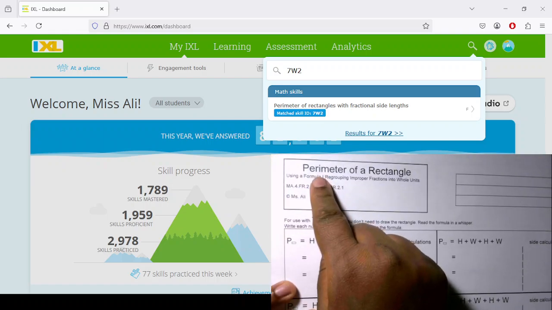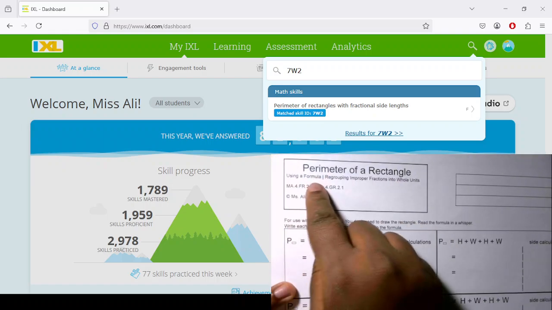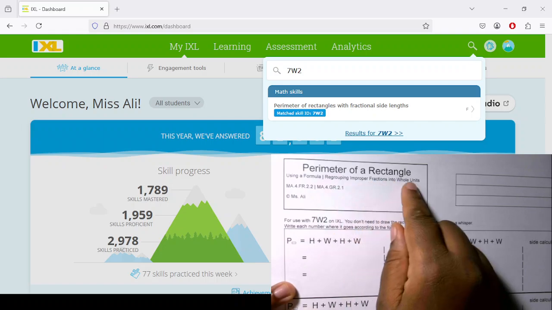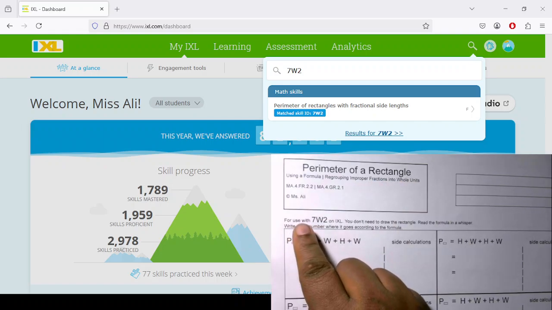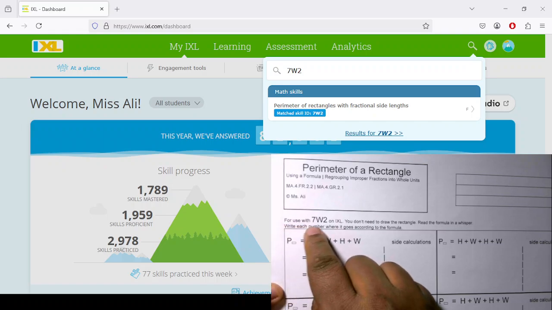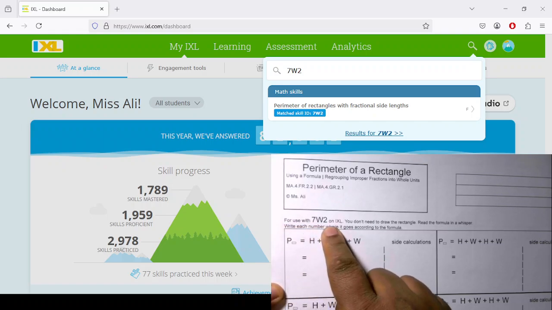Welcome to the video lesson, finding perimeter of a rectangle using a formula and with regrouping improper fractions into whole units. This lesson will cover two of our standards, and it is for use with 7W2 on IXL.